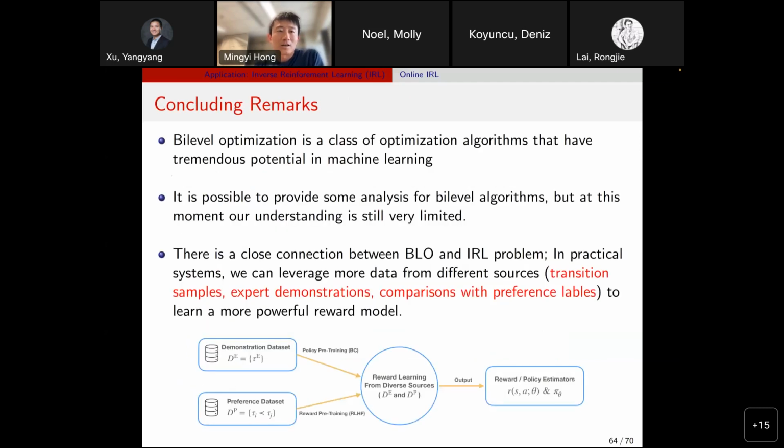All right, to conclude, we talked about the bilevel optimization problem. It is possible at this moment to provide some analysis of this bilevel optimization problem, but I think it's still very limited. We need to make some pretty strong assumptions in terms of the problem class. But even with this limited theoretical analysis, we can still find some interesting applications in, for example, machine learning, that can use the algorithms we propose to solve some interesting problems.